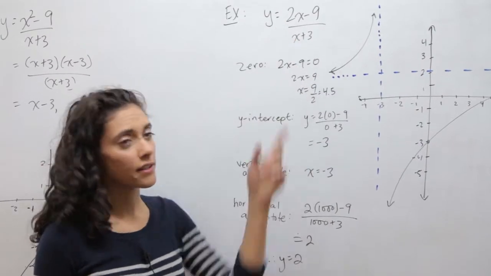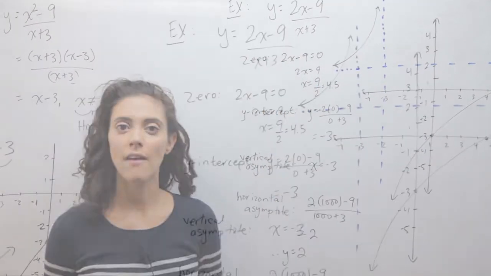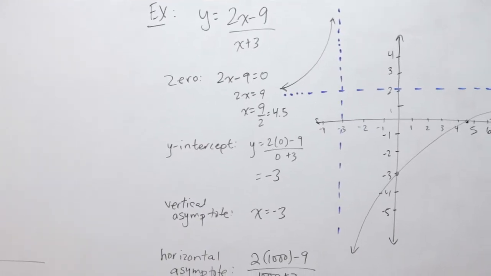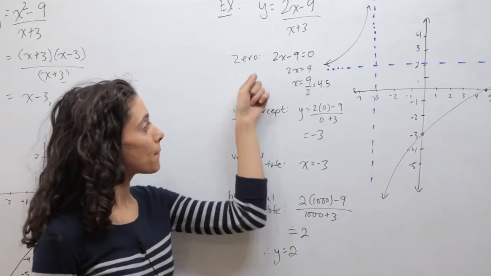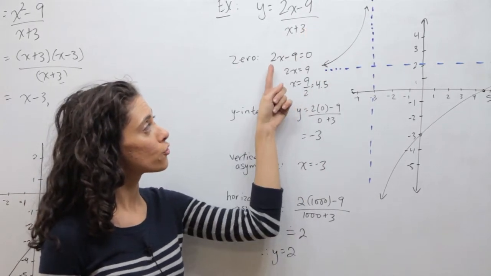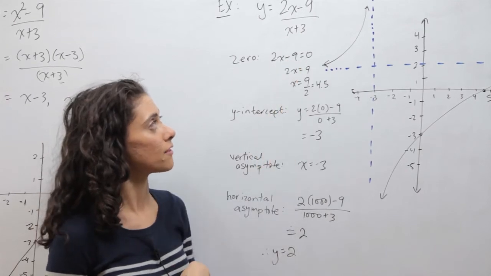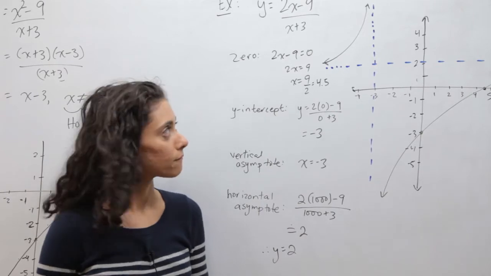So now neither of these are factorable. Can't pull anything out here, can't pull anything out there. They have nothing in common, which means this graph will have no holes. Nothing cancels out. So let's go through the properties. To get my zeros or x-intercepts, I set the numerator to 0. When does 2x minus 9 equal 0? Solving that, I get 9 over 2, or 4.5.